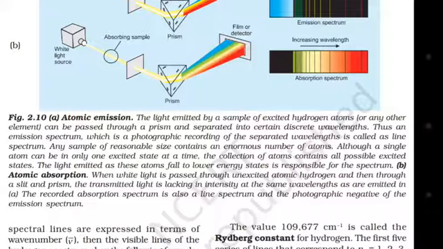lacking in intensity at the same wavelengths. Once again, atomic absorption. When white light is passed through unexcited atomic hydrogen and then through a slit and prism, the transmitted light is lacking in intensity at the same wavelengths as are emitted in A. The recorded absorption spectrum is also a line spectrum and the photographic negative of the emission spectrum.